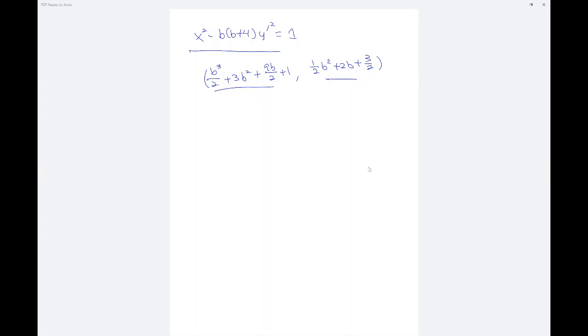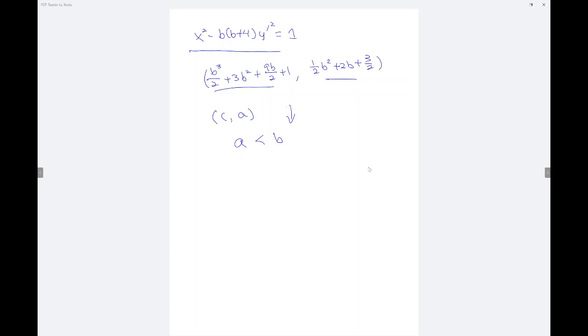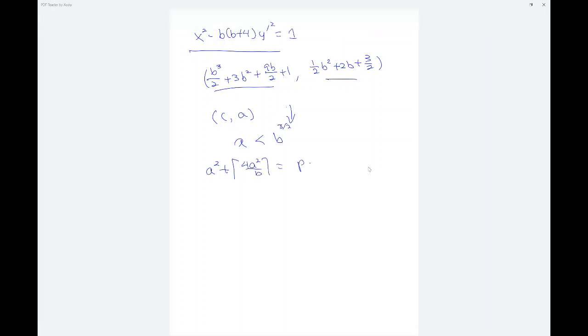Now, if you apply infinite descent, I'll tell you what you'll get. For your value c comma a, you can always decrease it until a is less than square root, until what? Until a is less than or greater than? Yeah, less than b to the 3/2. Okay, so once a is less than b to the 3/2, this won't decrease anymore. So now we just need to solve our equation, back to what we had before: a squared plus the ceiling of 4a squared over b is a perfect square, where b is at least a to the 2/3.